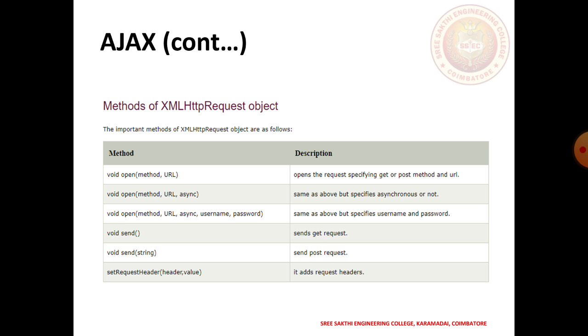Next, methods of the XMLHttpRequest object. Here the open method contains the three parameters which have already been discussed. We can also specify the username and password in the open method. Then void send sends a request to the server. It can be done either with a GET method or with a POST method. Then setRequestHeader adds a header to the request.